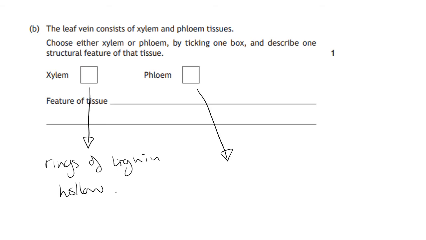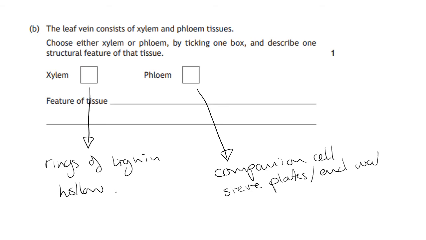Phloem, what can I say about that? I can say it's got a companion cell. I can say it's got a sieve plate. Sieve plates can also be called end walls. And I also have a sieve tube. They're my structural features, right? The xylem are dead, the phloem are alive, but those are not structural features, okay? So there are my structural features of both.